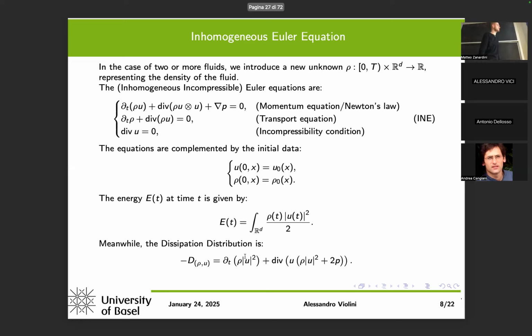In this case, the energy is given by this, which is mass times velocity squared over 2. And the dissipation distribution is the following, which is the previous one, just by putting rho here and rho here. You don't have to keep in mind the structure. Now, before going on, let me just give you an idea about what this transport equation is. So transport equation usually describes when you have a scalar quantity, which is transported by a velocity field. In this case, the velocity field is incompressible, so it is slightly easier to study this transport.